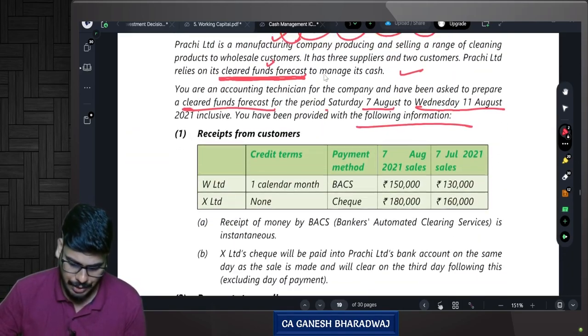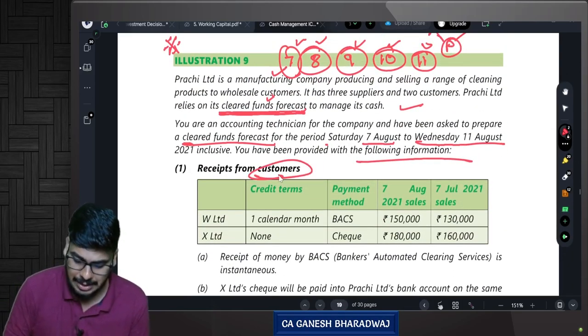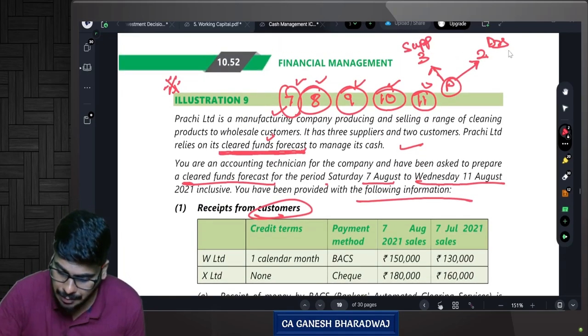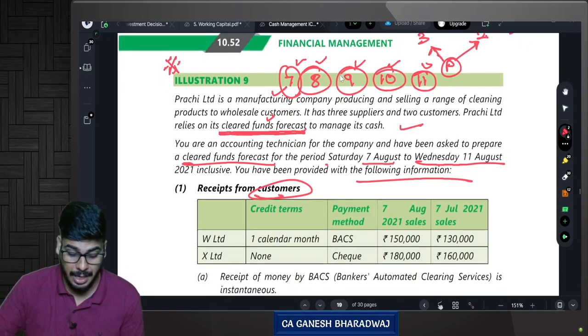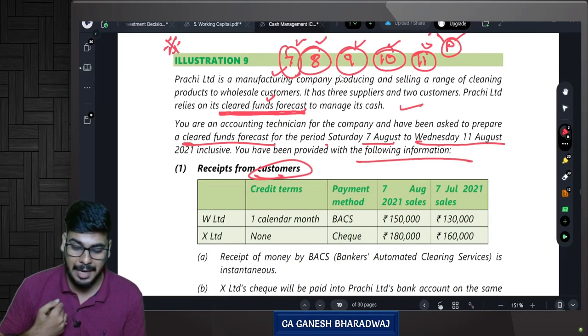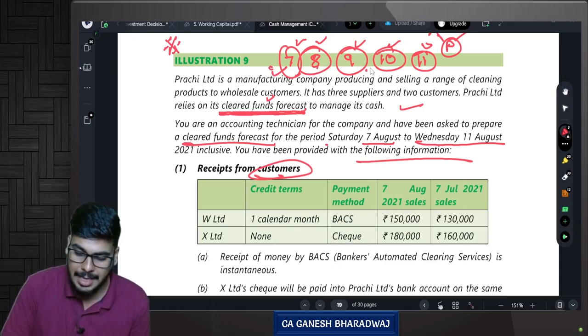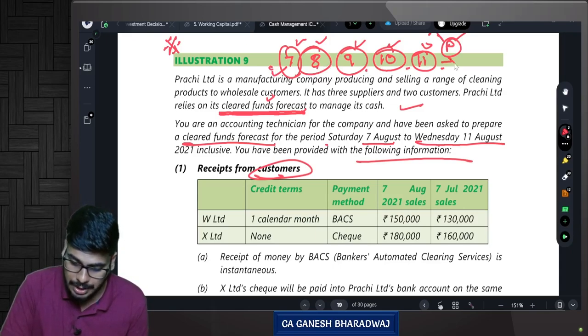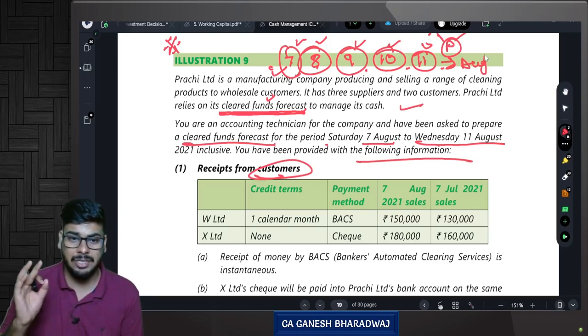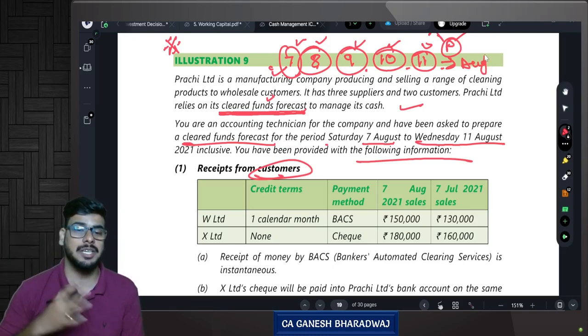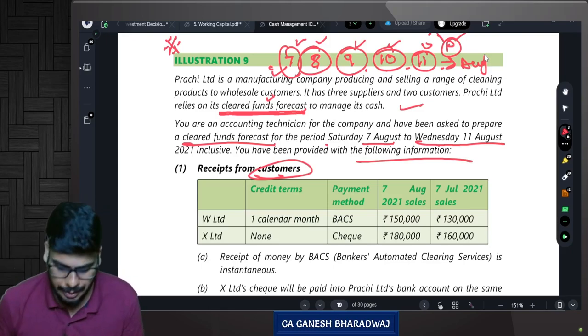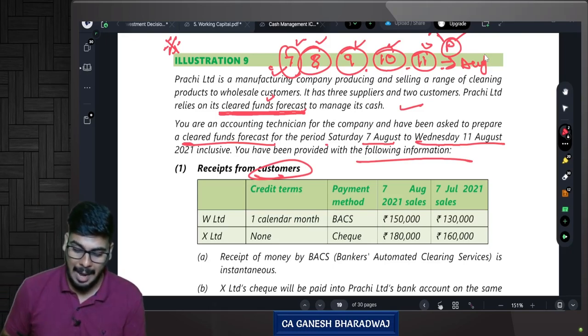Now, first, receipts from customers. The company has how many customers? We saw 2 customers, correct? Carefully listen. We are preparing this budget for 7th, 8th, 9th, 10th and 11th of August, correct? These are the 5 days. So only the banking transactions that happen on each of these 5 days should be accounted for by us. Clear? So now what happens here?